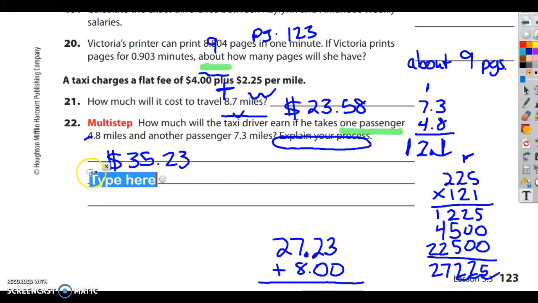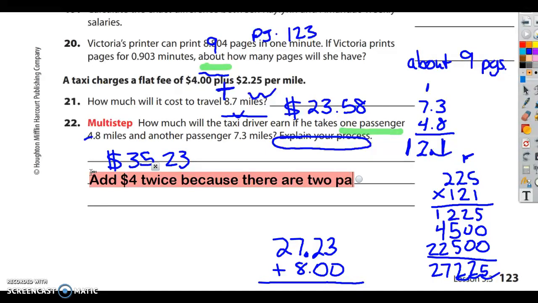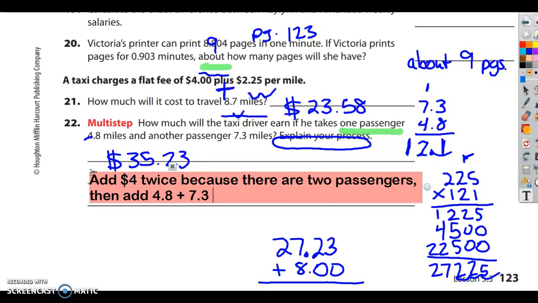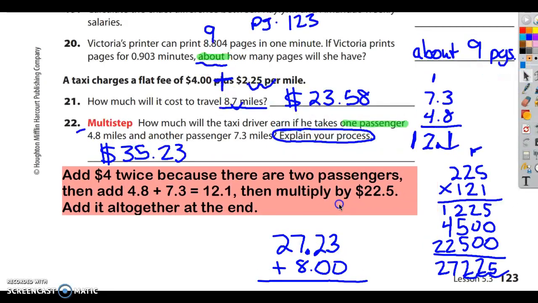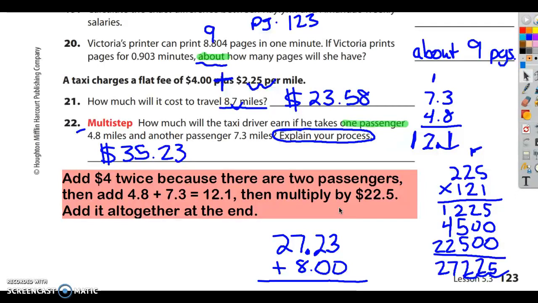Now it says explain your process. I'll help you with that. Add $4 twice because there are 2 passengers. Then add 4.8 plus 7.3 to get 12.1. Then multiply by 225. Add it all together at the end. And we don't need to show our work there because we already did it. The answer is $35.23. I'm just trying to help you explain it. It's not probably the best explanation in the world, but I did show all my work and I did explain it. So good job. You have completed page 123.